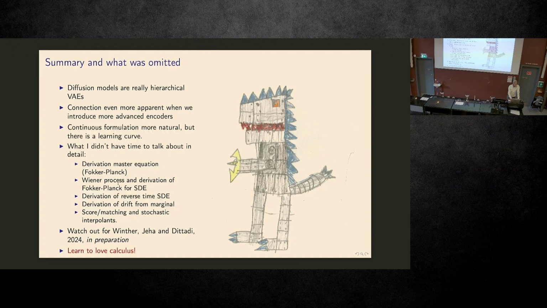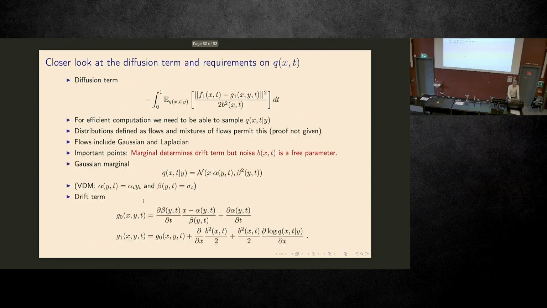There's a lot of things I haven't talked about. I haven't talked about how to derive the Fokker-Planck equation, or more mathematical details about the Wiener process and how to derive the Fokker-Planck equation for the SDE. I haven't talked about how to derive this reverse-time SDE with noise that has increments going the other way. I haven't talked about how to go from the marginal distribution to the drift term. These two are not independent.